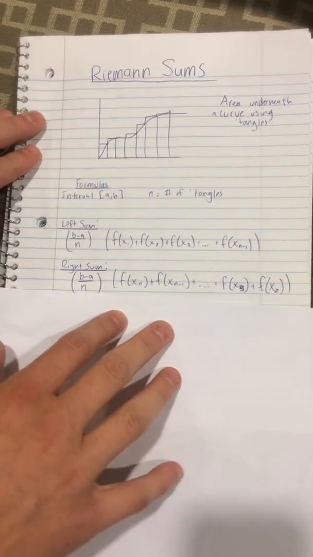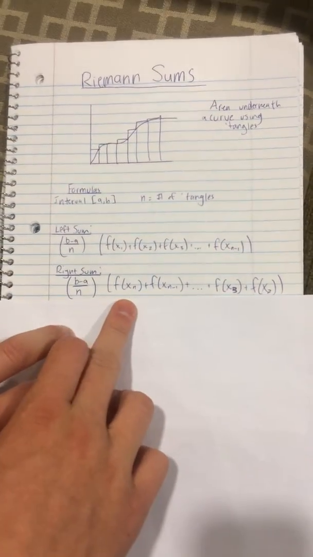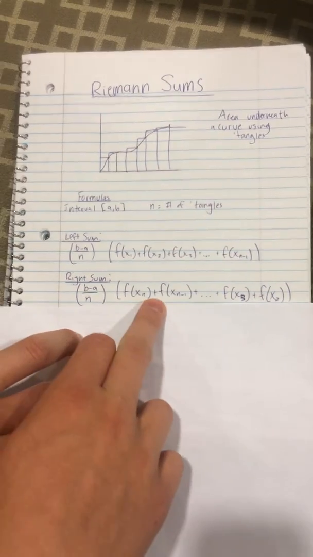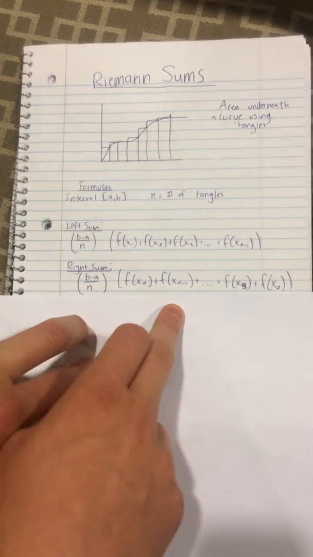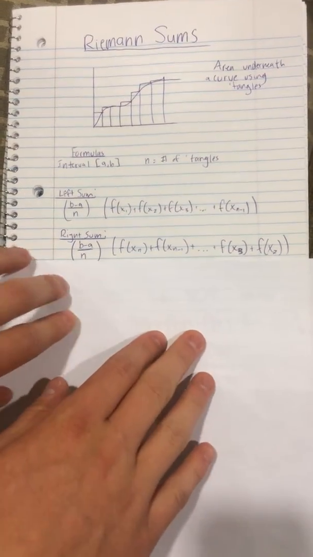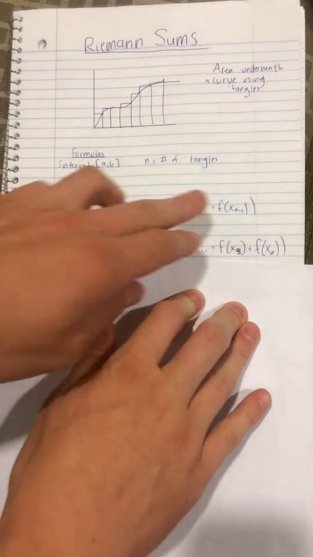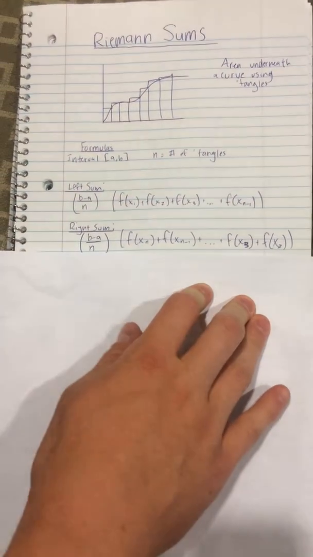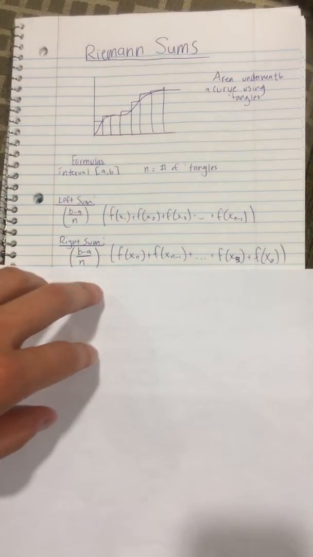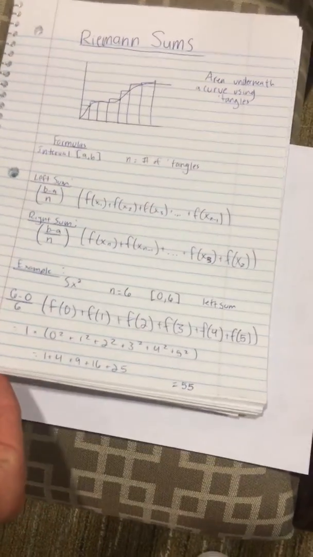The right sum is virtually the same, with the exception of starting from the right side. So f of x sub n, which would be your last term, plus f of x sub n minus 1, and that is all the way till f of x sub 2. Notice it ends at the second to last term on both sides, just at different ends of your graph. Very nifty.